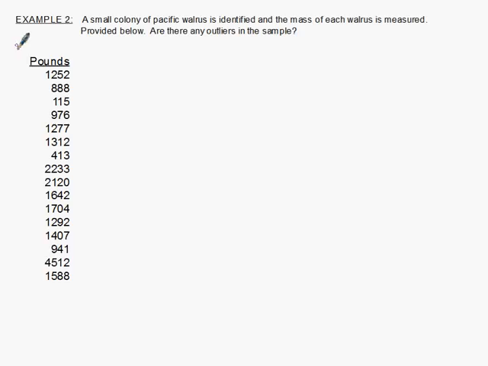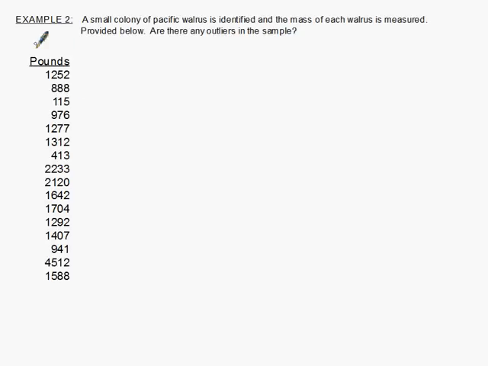Now let's look at the other example. So we have a small colony of Pacific walrus. And it's been identified, and the mass of each walrus is measured somehow, very carefully, and is provided below. Are there any outliers in this sample? Now notice the difference between this example and the first one. The first one we were simply given the mean and the standard deviation. Here we aren't given the mean and standard deviation, we're given a sample.